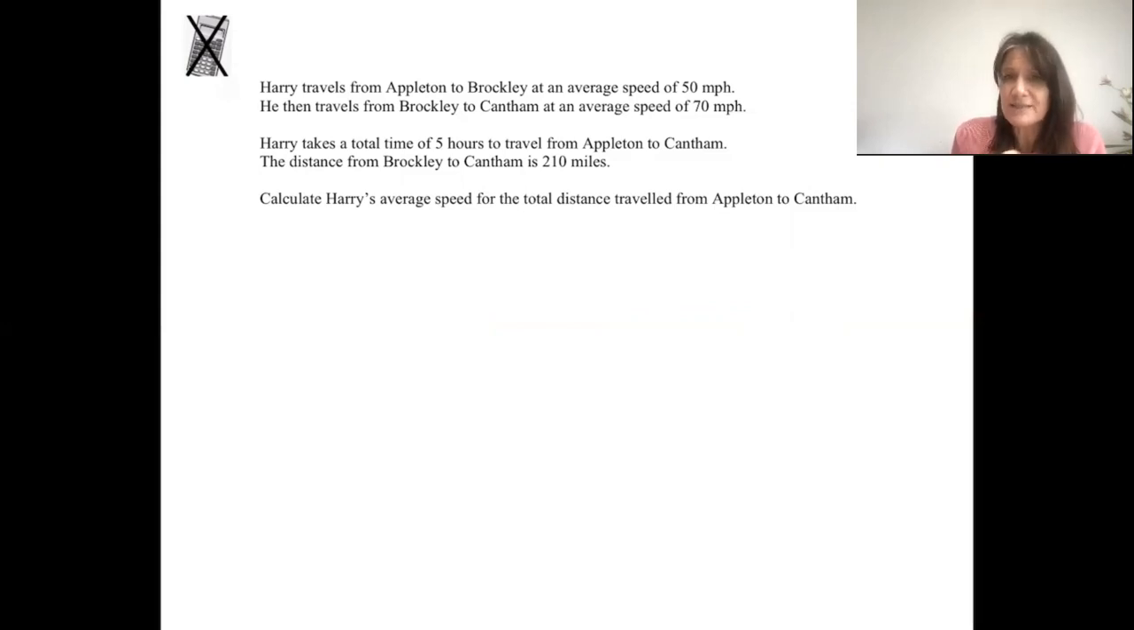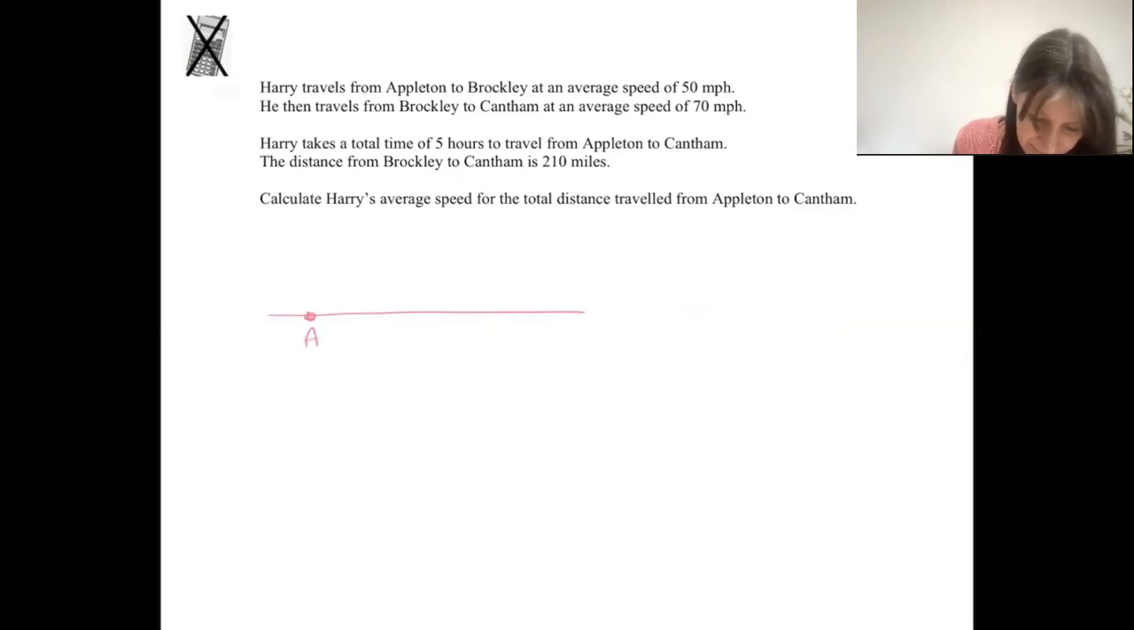For maths, I work in symbols and diagrams. That's what my brain processes far, far easier than it does sentences. So I'm going to think about the story. It says, Harry travels from Appleton to Brockley at an average speed of 50. So I'm going to say that that is Appleton, that is Brockley, and the average speed, I'm just going to label in, is 50 miles per hour. It then says he travels from Brockley to Cantham at an average speed of 70. Okay, so I'm going to extend that a little bit, put my C in, and I'm starting to pull a picture of his journey.